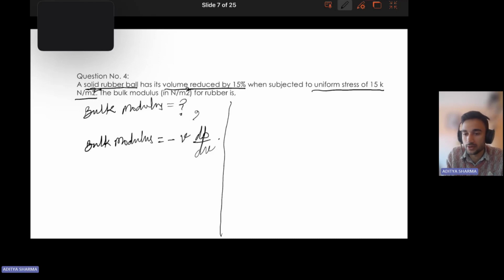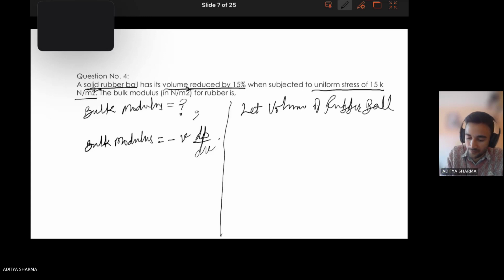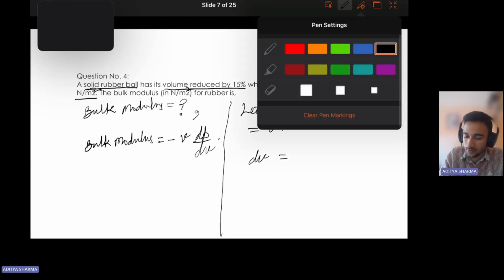If the volume has reduced by some percentage, then to numerically show that we will have to take some reference volume. So we will suppose, let volume of rubber ball be V. The volume has reduced by 15%. So if we see the change will be okay. Let's do it this way.